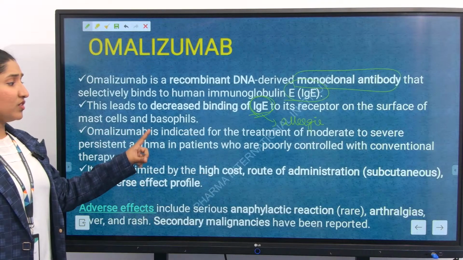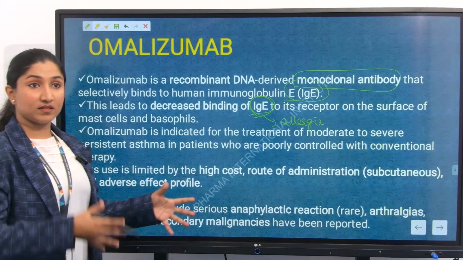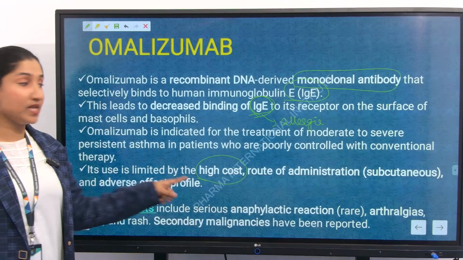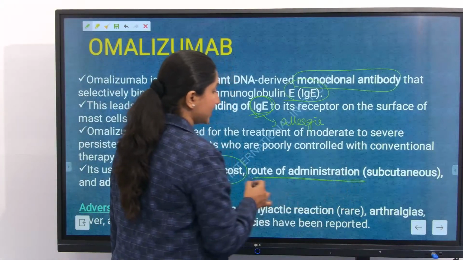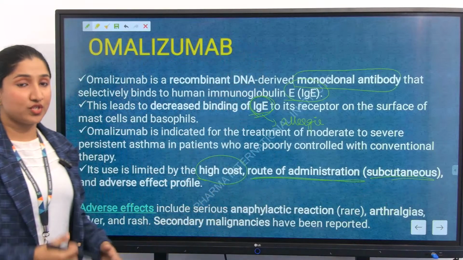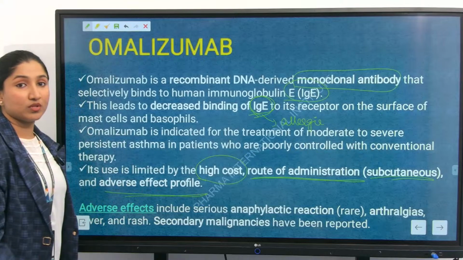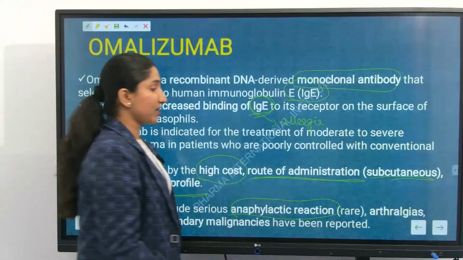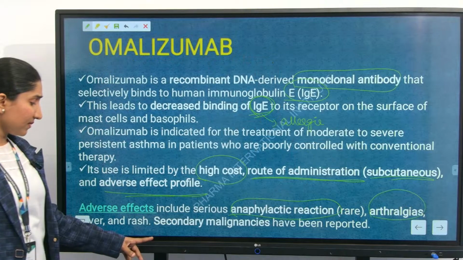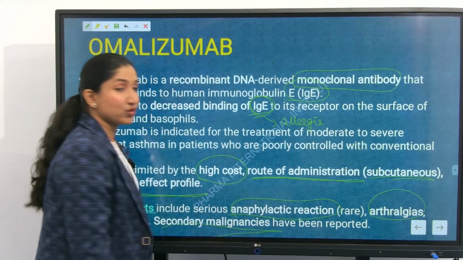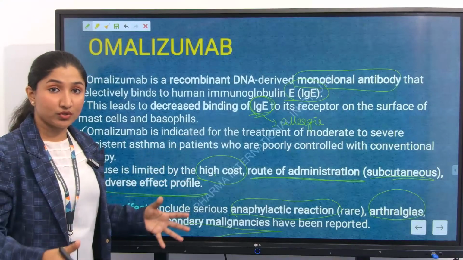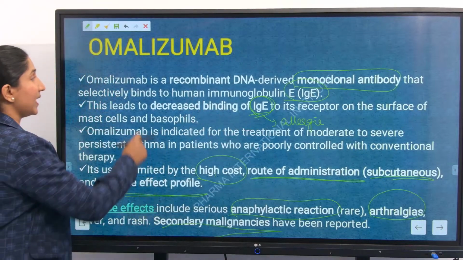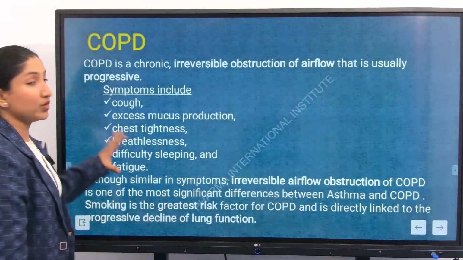But omalizumab has certain issues that prevent it from being used commonly. One issue is its high cost, because it's a monoclonal antibody and is really expensive. Then its route of administration: it has to be given subcutaneously, so you will need the help of a person to take this drug. There are also many adverse effects, like anaphylactic reactions, hypersensitivity, allergic reactions, arthralgias or joint pain, and in some cases secondary malignancies. So only if the other agents are not working and people don't tolerate the other conventional therapy do we use omalizumab, an anti-IgE monoclonal antibody. So these were the drugs used for treatment of asthma.